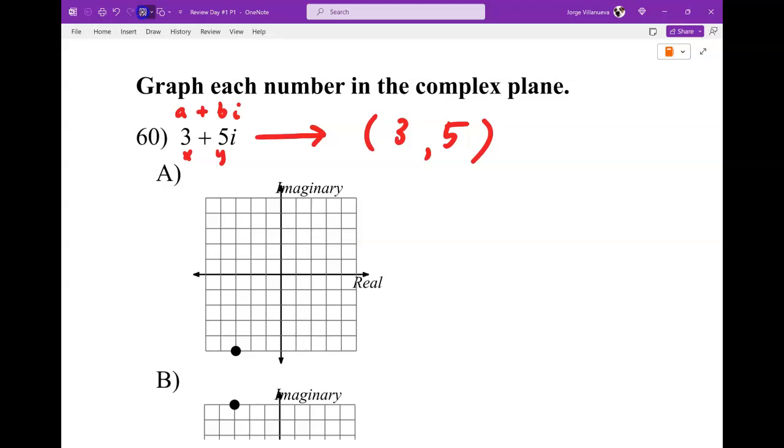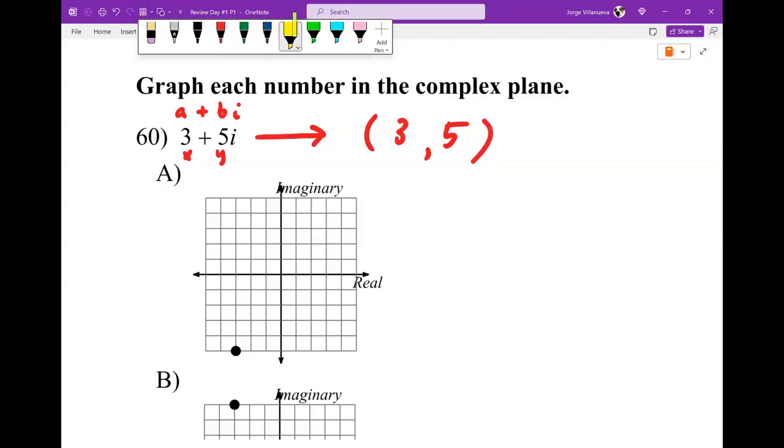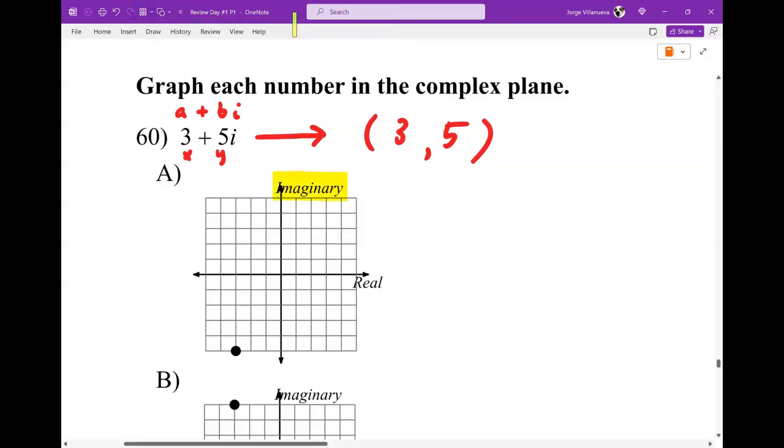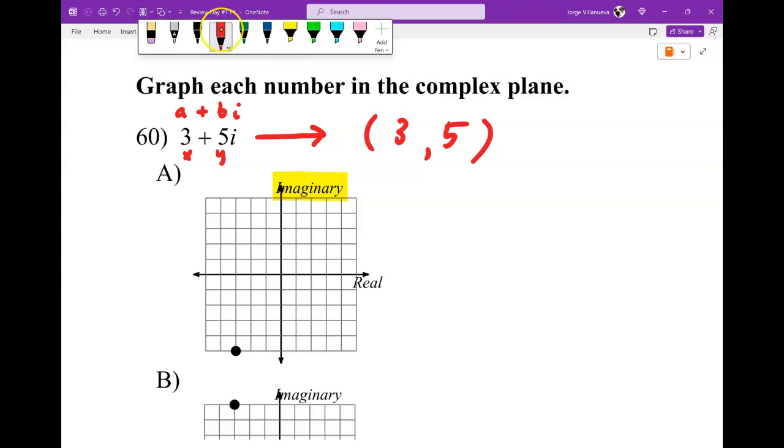So the question that was asked right now, for those of you listening to the recording, is what happened to the i? Since this is the imaginary plane, or the imaginary axis, the i lives in there already. So when you graph the 5, it's assuming the vertical motion is 5i. That's why we don't worry about the i, just the numbers, 3, 5. So I'm just going to graph 3, 5.